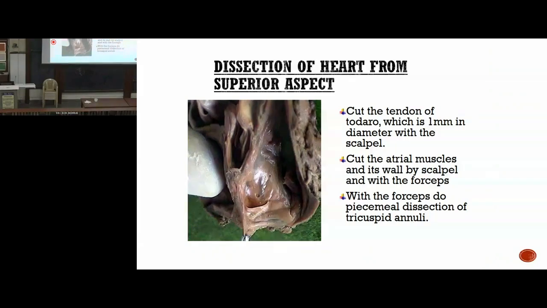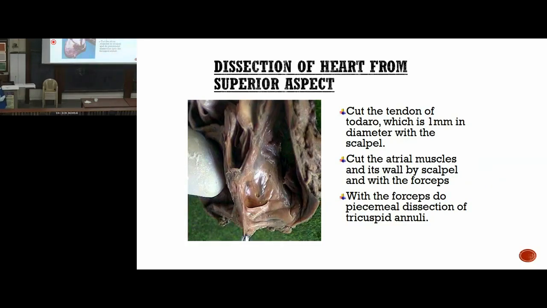If you pull this part, here there will be a slight elevation, and that is nothing but the tendon of Todaro, which forms one of the boundaries. And here there is the septal leaflet, and this forms the triangle of Cox.